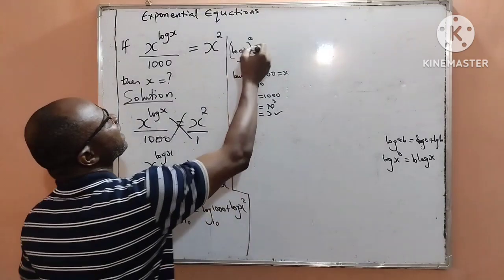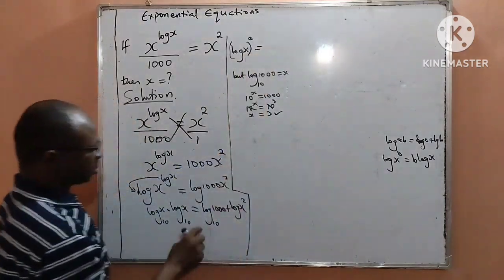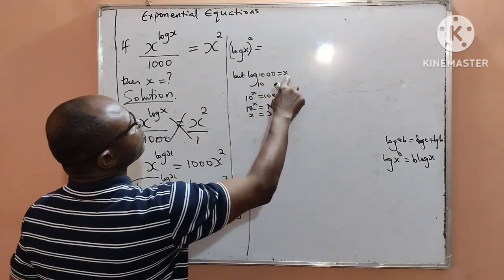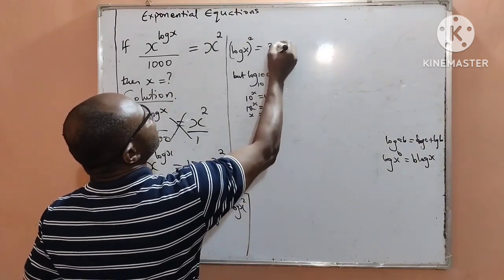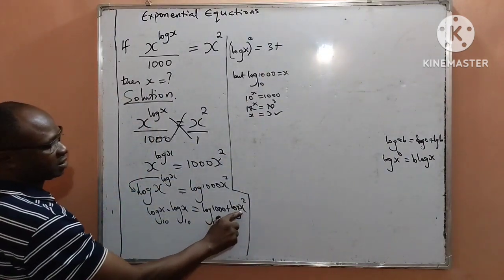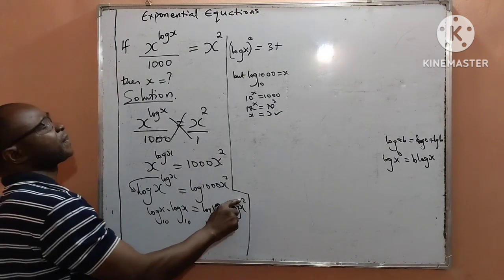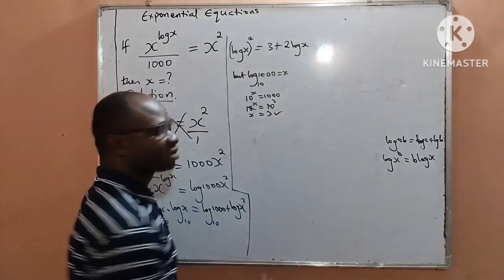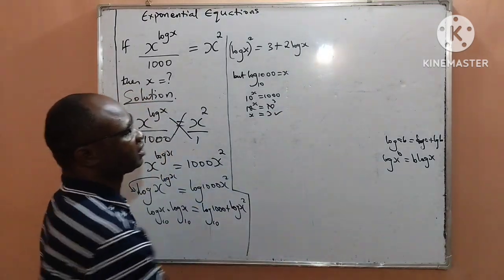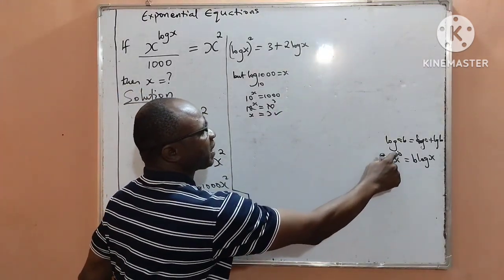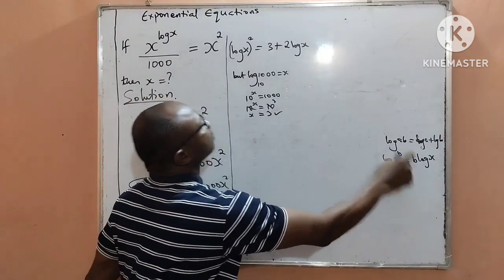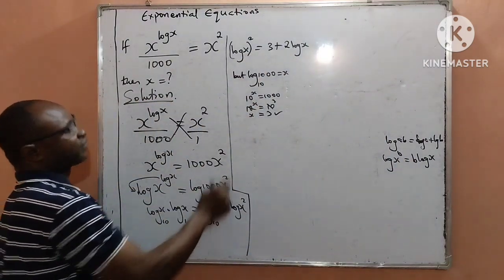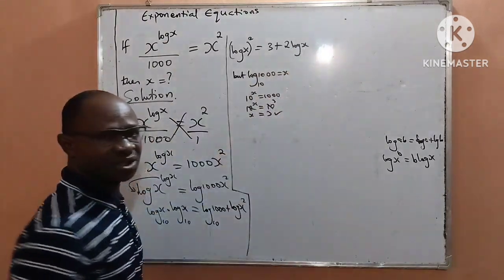So, I can now say this is equal to log 1000 base 10. Log 1000 base 10 will now be equal to 3, plus then log x raised to power 2, which is the same thing as 2 log x. Very correct. What have I done? I applied log x raised to power b, with b moving to the front. So here, log x raised to power 2 moving to the front becomes 2 log x.